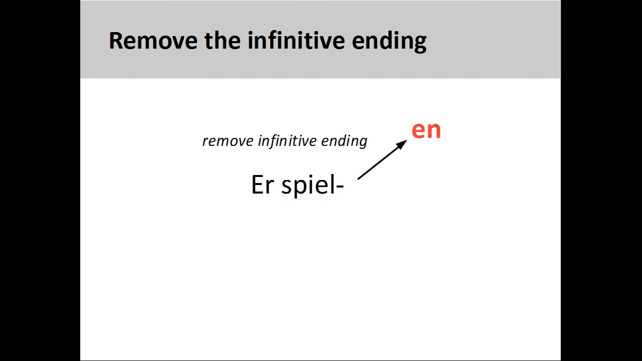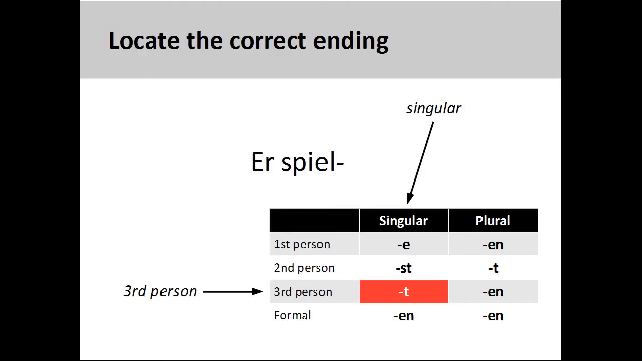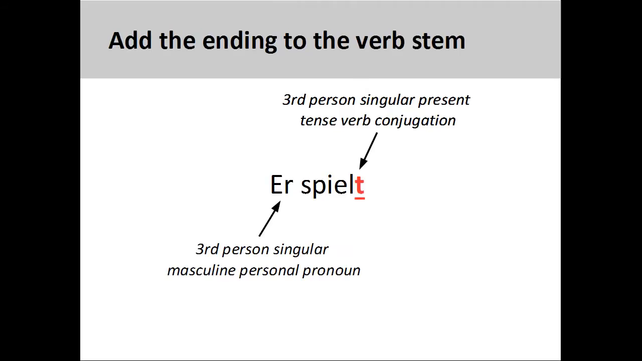To conjugate a verb, you first remove its infinitive ending. The next step is to determine both the number and person for the subject of the verb. Here the subject is the third-person singular masculine personal pronoun he. We then need to find the correct third-person singular verb ending on the chart. Here the correct ending t is marked in red. Once that is done, we simply add that ending to the verb stem to produce spielt, he plays. Both the subject and verb are in third-person singular, creating subject-verb agreement.